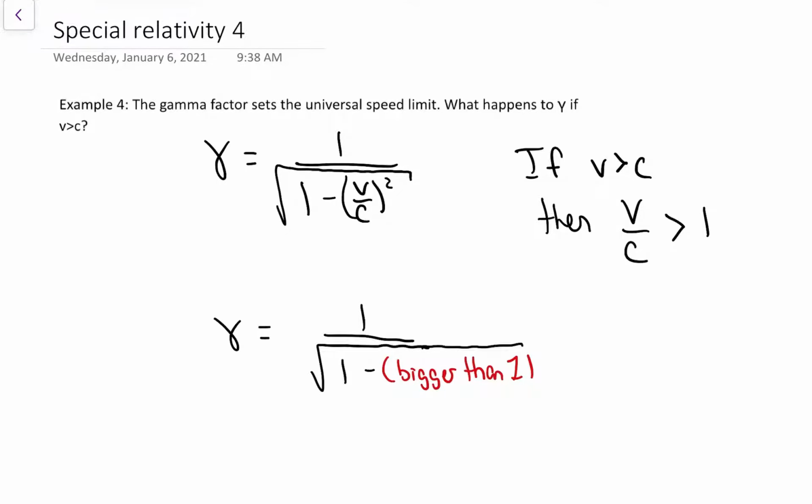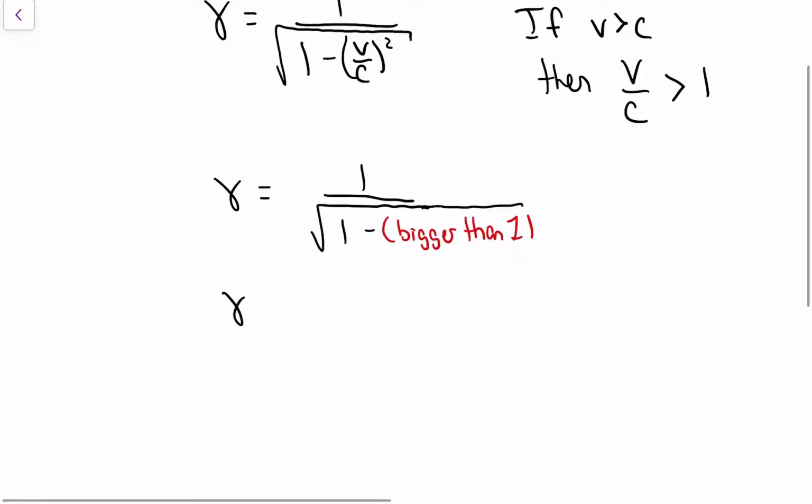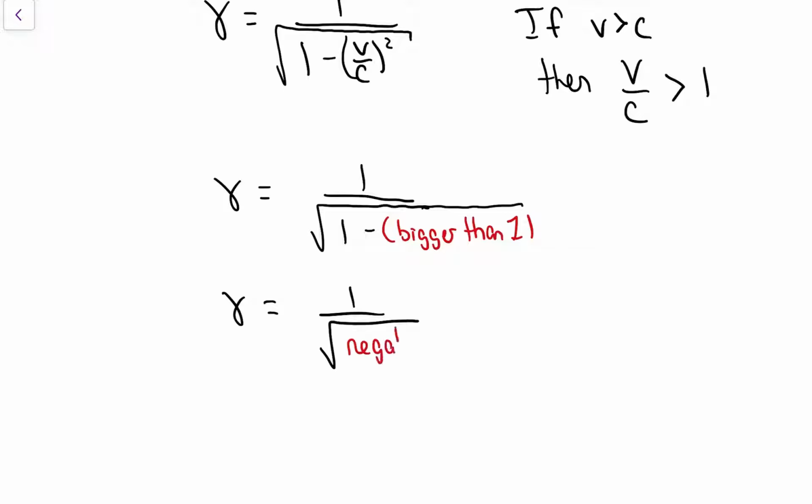Or another way to think about it is we're going to have gamma equals 1 over the square root of a negative number. I'm not sure where you're at in math class, but the square root of a negative number, that's not a real number. There's no number that I could square root, and when I square it, I get a negative number. There's no negative number that, when we square root it, we get a real number.